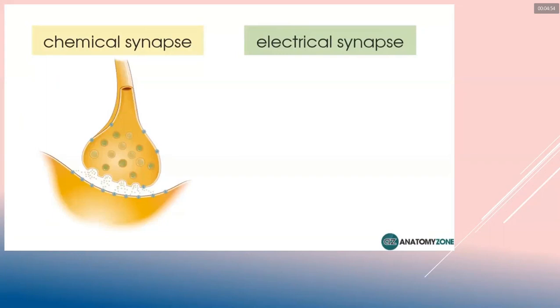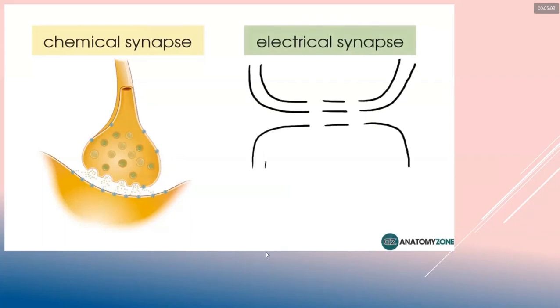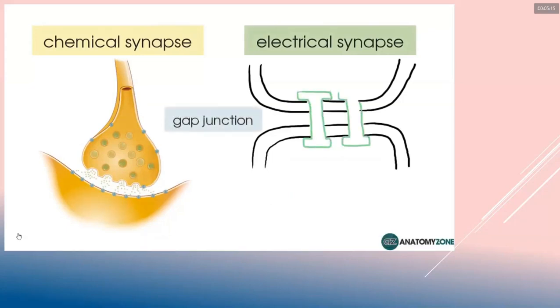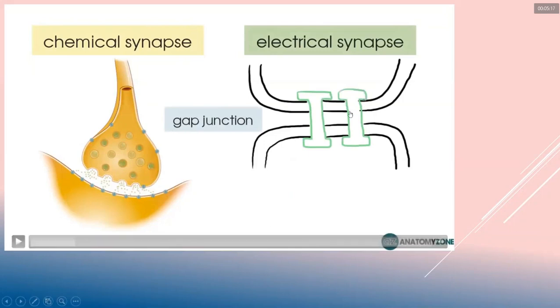So in a chemical synapse you've got a substance called neurotransmitter which is released from the presynaptic neuron and diffuses across a small gap to bind to receptors on the postsynaptic neuron. An electrical synapse, on the other hand, actually has a direct connection between the two cells, and this direct connection is called the gap junction. Examples of the electrical synapse.